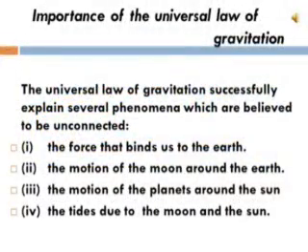The universal law of gravitation successfully explains several phenomena which were believed to be unconnected. First one, the force that binds us to the earth. Second one, the motion of the moon around the earth. Third one, the motion of the planets around the sun. And fourth one, the tides due to the moon and the sun. These important points I repeat again.